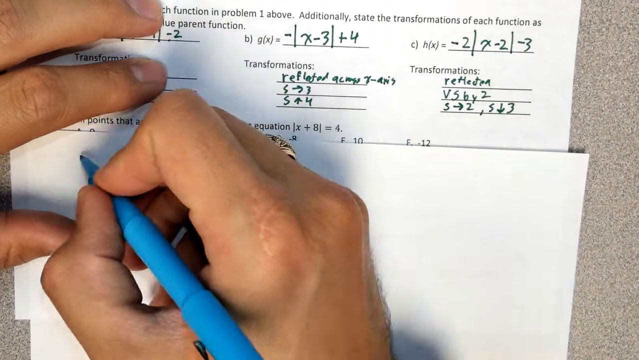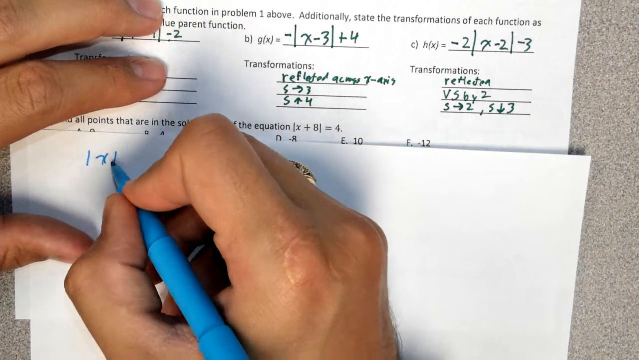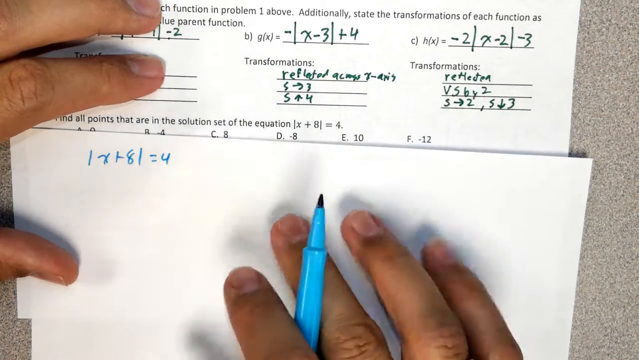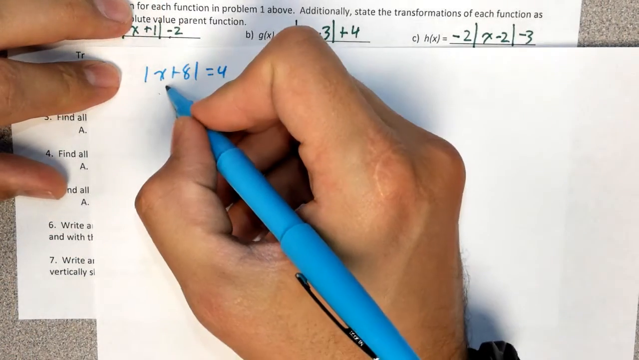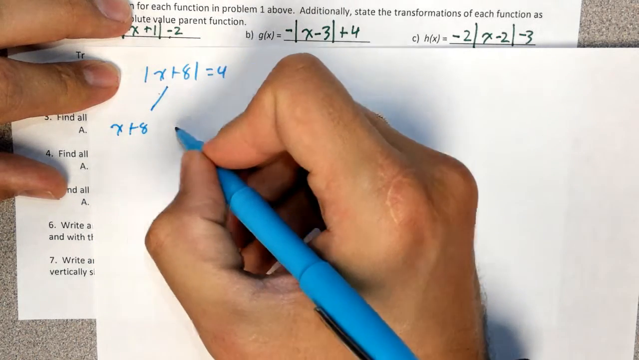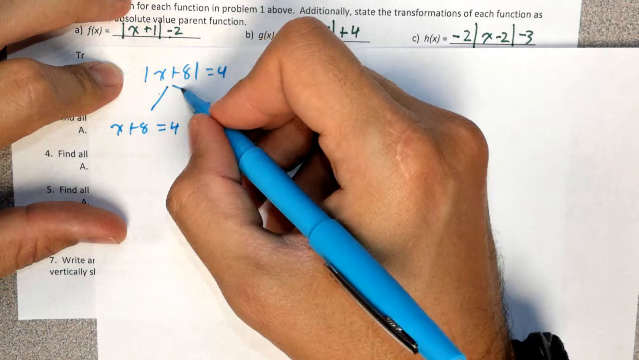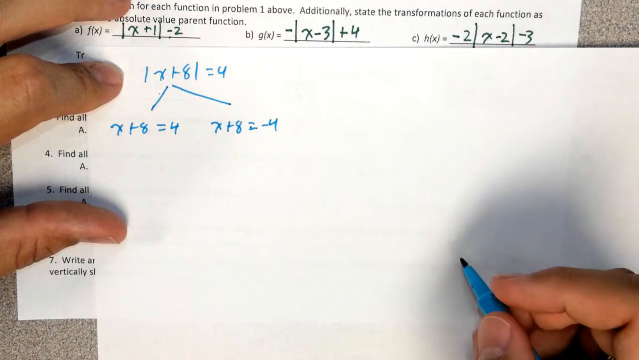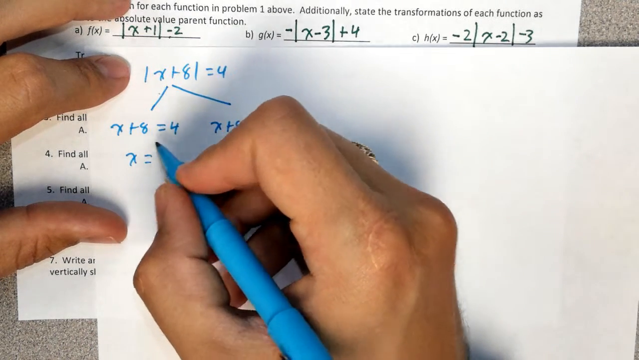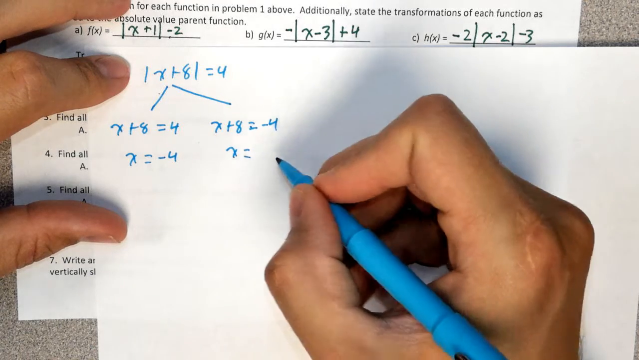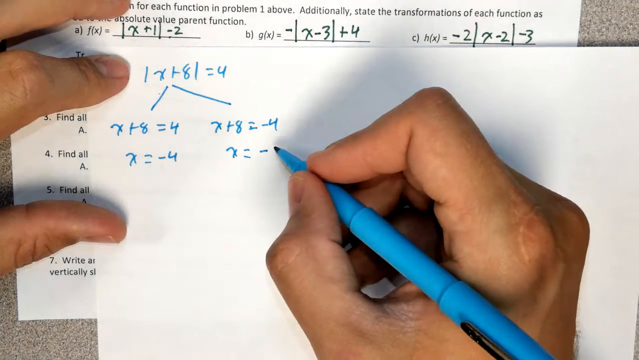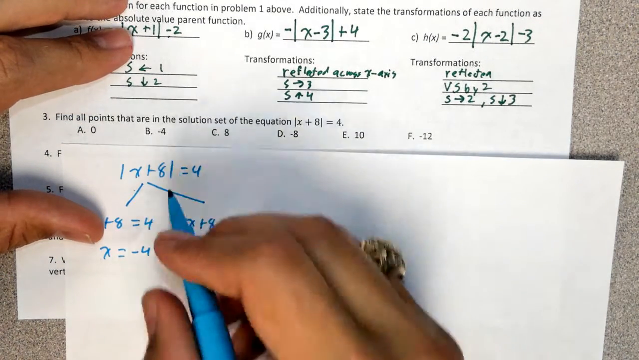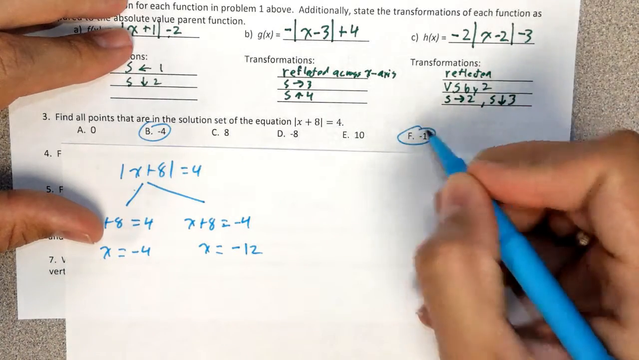We have the absolute value of x plus 8 equals 4. My absolute value is by itself, so I can go ahead and split it. So I'm going to say x plus 8 is equal to 4, and then x plus 8 is equal to negative 4. This will be x is equal to negative 4, x is equal to negative 12. So negative 4 and negative 12 is what I'm looking for. There's your negative 4. There's your negative 12.